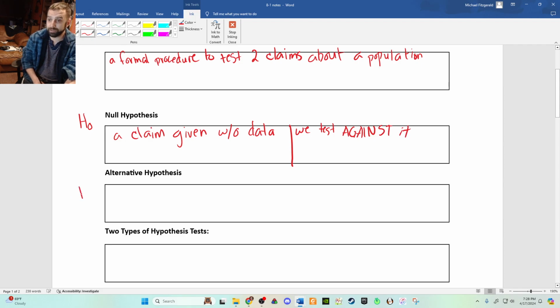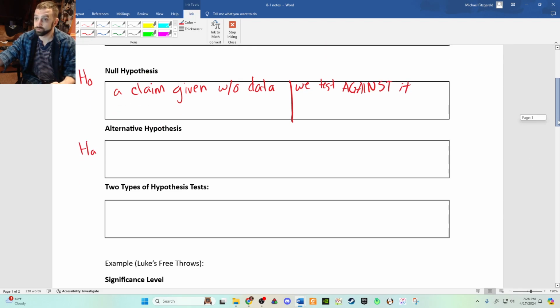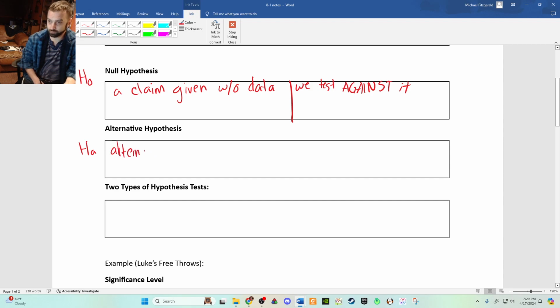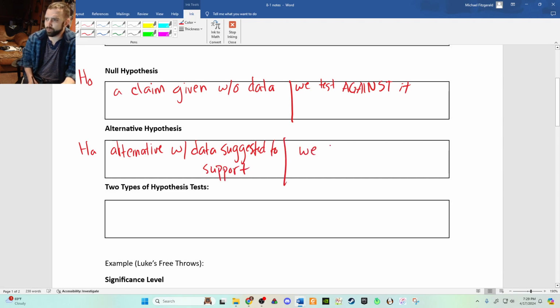The alternative hypothesis, H sub A, is going to be what we test for. So it's just an alternative with data suggested to support. And we test for this.